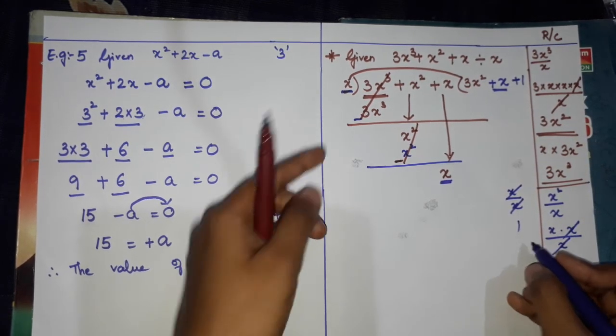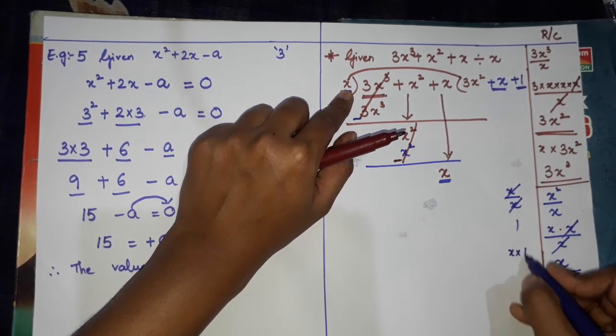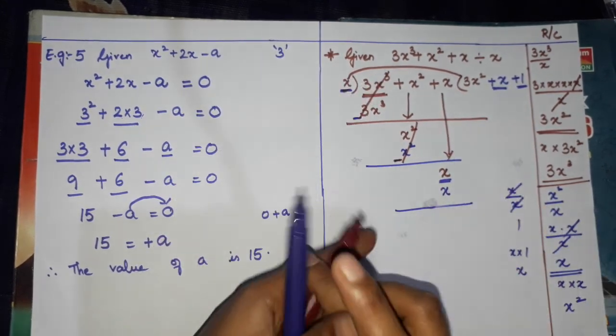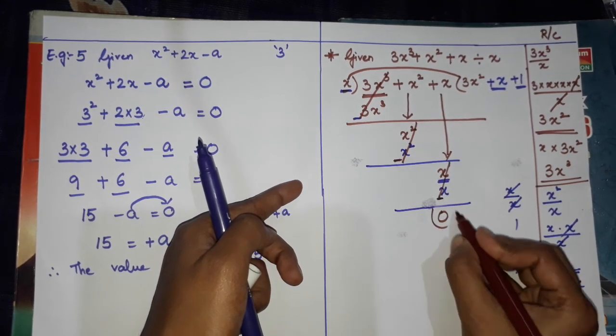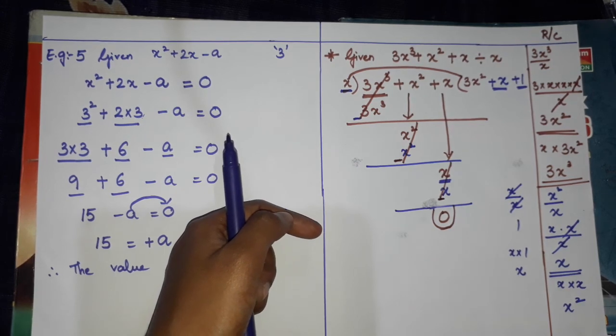Now multiply x into 1. x into 1 will give you what? x. So I should write that x here. Now I have to change the sign. It will be cancelled. What is the answer? 0. Did you understand, children, how you should do?